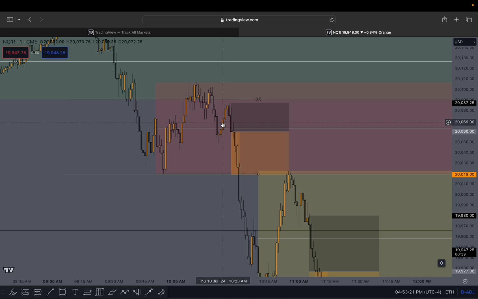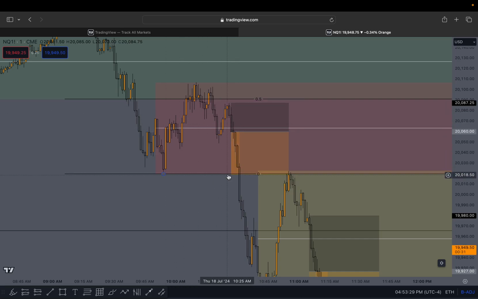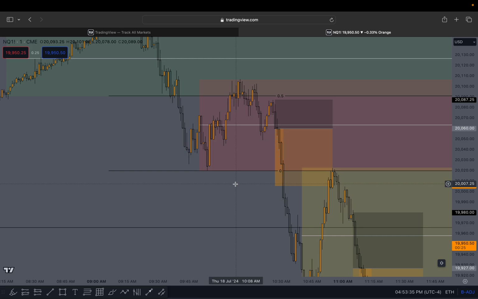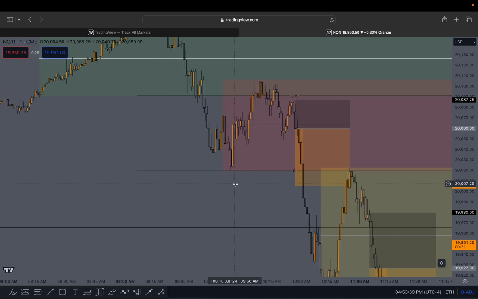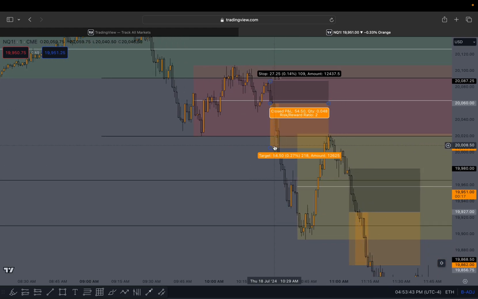Inversion fair value gap right here, clean displacing close, entry, stop at the swing, target there, and then you can hold a runner for 2RR, right? Which would be right here, okay? Trade number 1 that you should have taken if you've learned my strategy. Obviously, that's not all that goes into it. However, I'm not trying to have a 10-hour long video, okay?